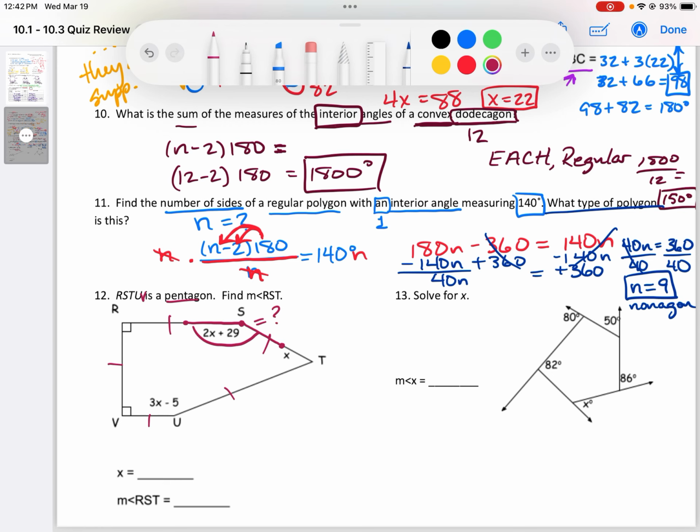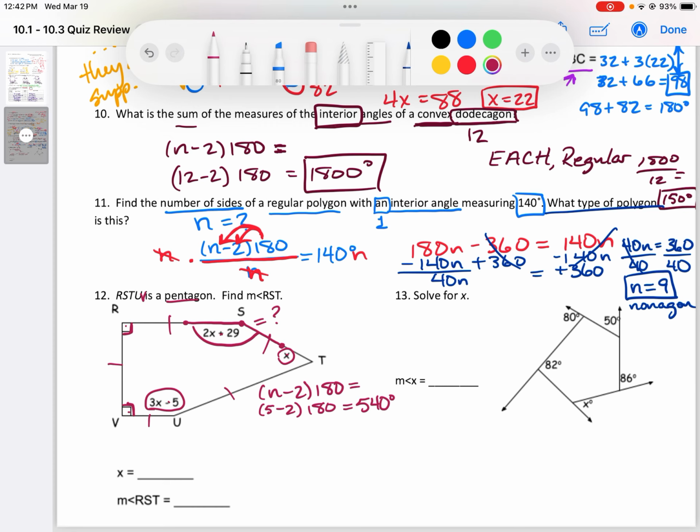We don't know what that is. And to do that, we need to find x. And to do that, we need to figure out what all of these angles, this one, this one, this one, this one, and the one I'm looking for, what should they all add up to? So I can use my sum formula to figure out what they should all equal. It's got 5 sides, and 5 minus 2 times 180 is 540. So all of these 5 angles should add up to 540.